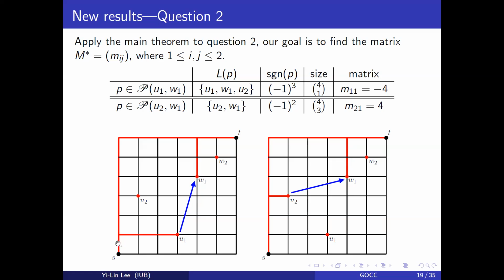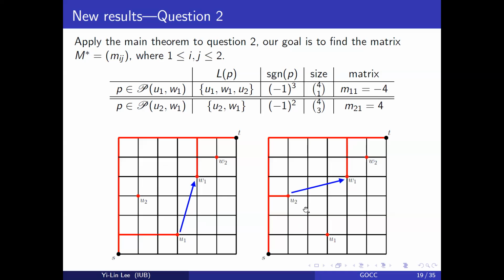In this case, those red edges form the left side of this path. And in this case, U1, U2, and W1 are on the left side. So there are 3 elements in the set LOP. And there are 4 choose one such kinds of paths. So if you find the product of these 2 numbers and sum over all of the possible paths, this gives you the (1, 1) entry, which will be -4.